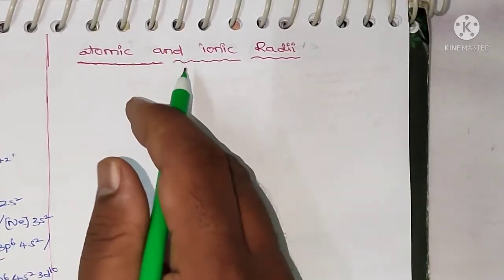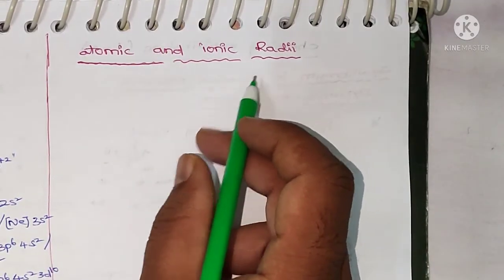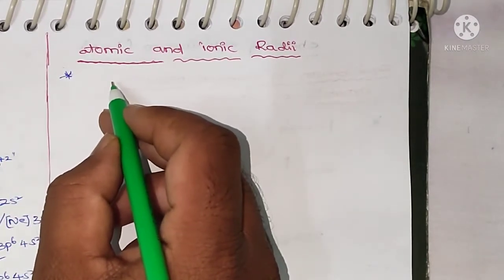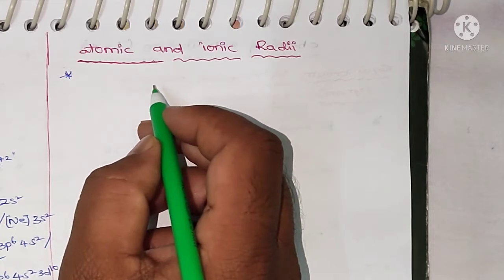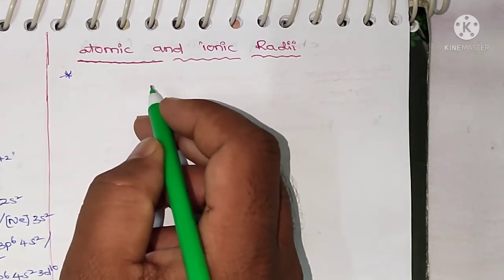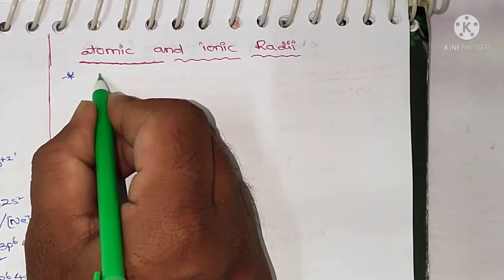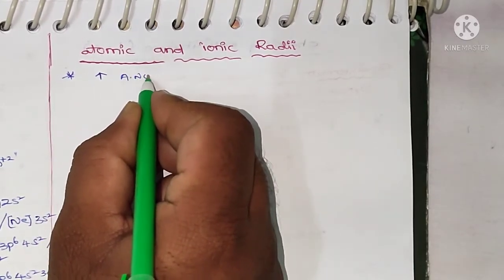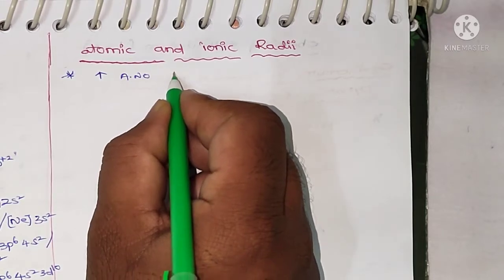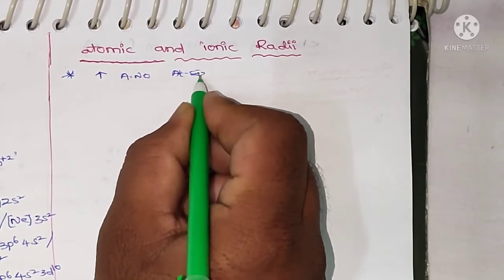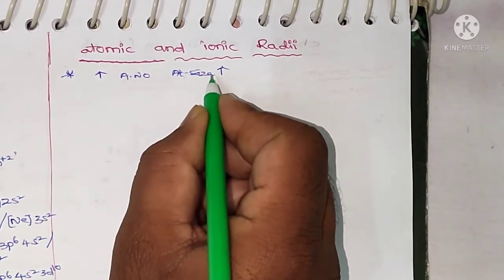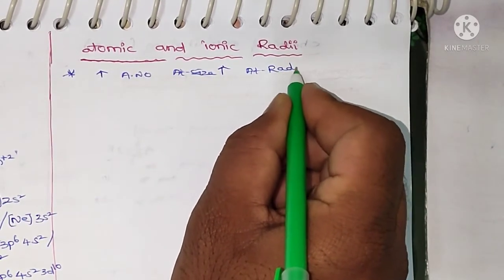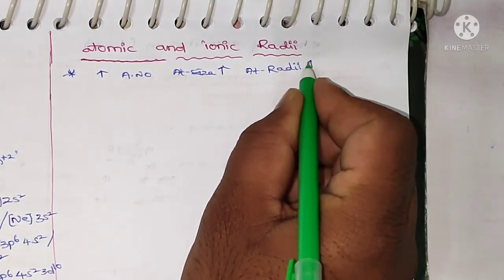And next one, atomic and ionic radii. With the increase in atomic number, the atomic size increases, then atomic radii also increase.